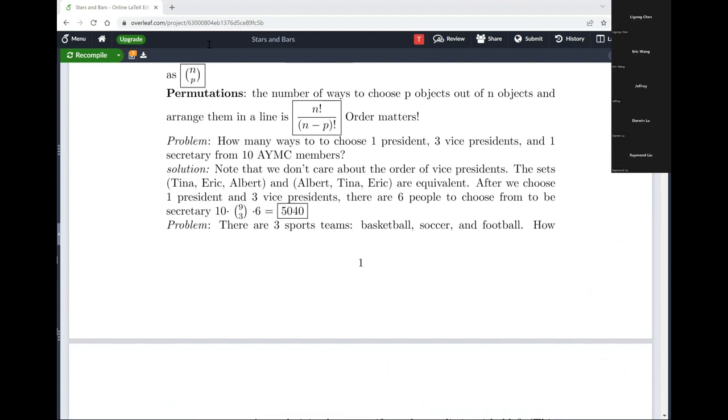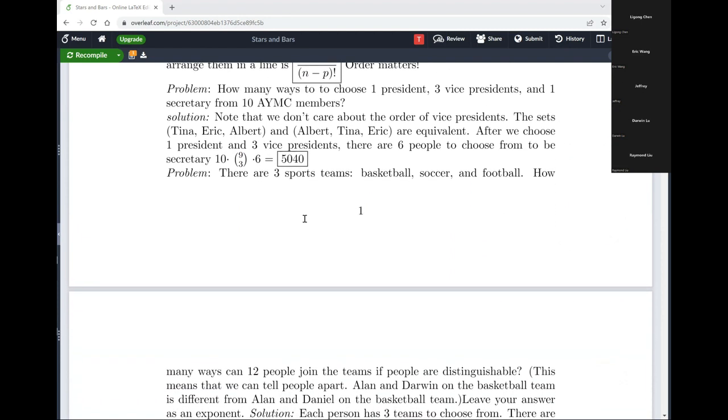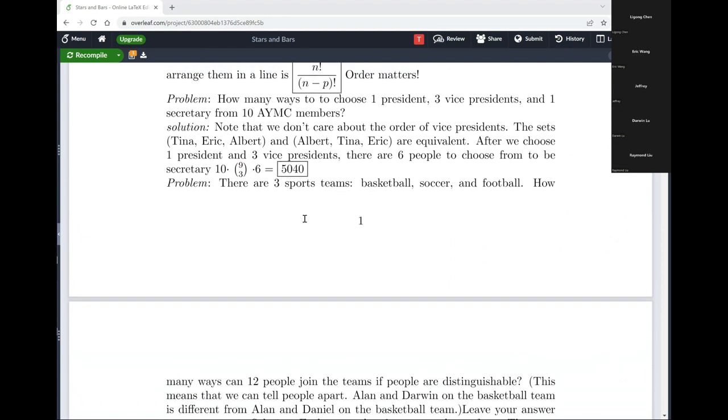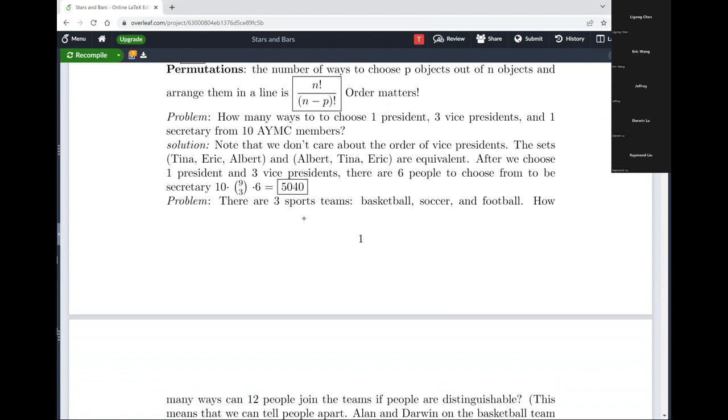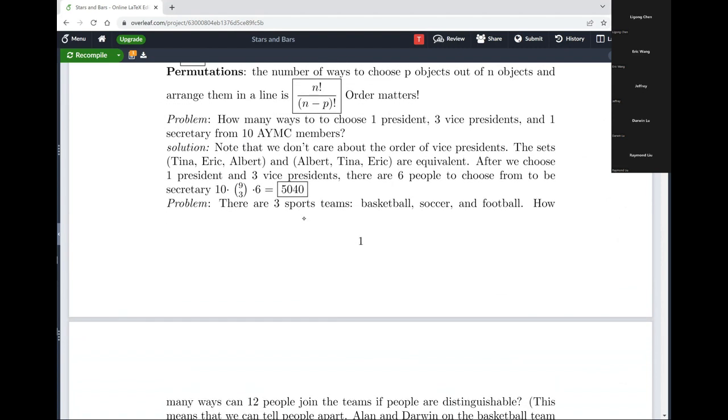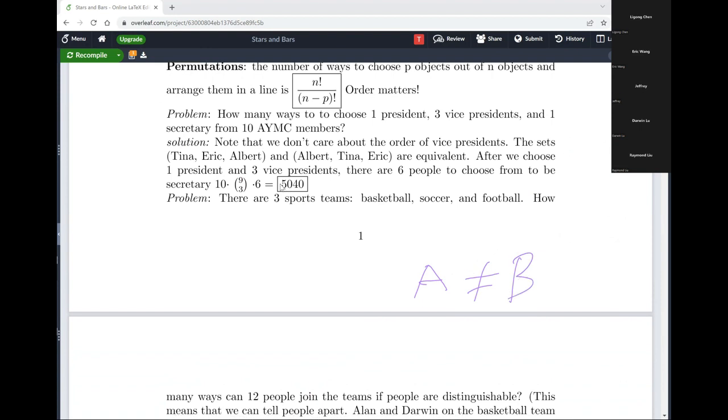So here's another problem. There are 3 sports teams: basketball, soccer, and football. How many ways can 12 people join the teams if people are distinguishable? That means we can tell people apart. So like person A is not equal to person B. Well, that's kind of obvious, but this is pretty important.